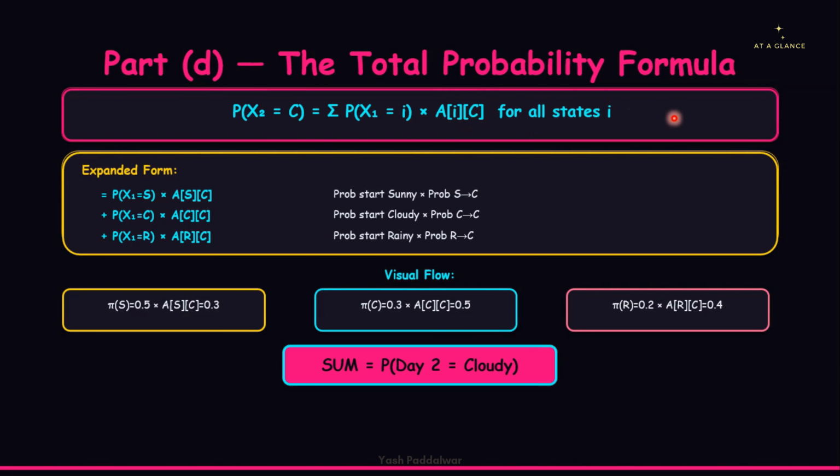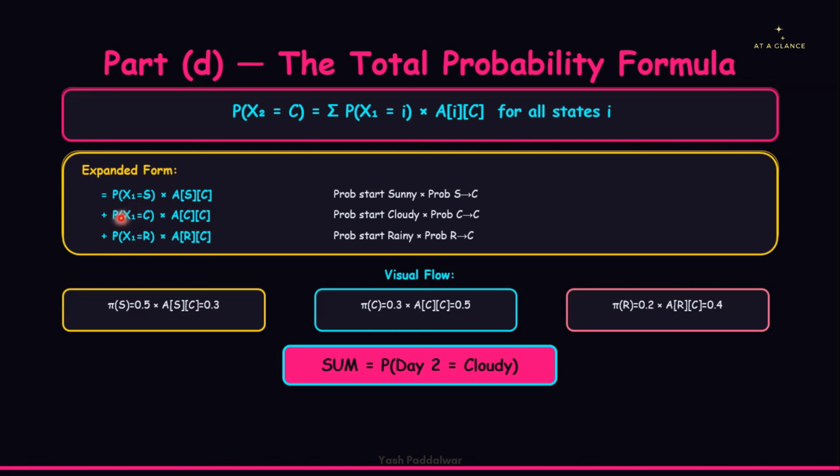Remember, we don't just have to use this A, i to C. We also have to look at the initial probability where x1 is i. So like this the formulation goes. Probability of x1 equals s. If your initial day is sunny, then it would be probability of x1 equals s multiplied by the transition probability of sunny to cloudy. So this is your phi of s, and this is your sunny to cloudy transition probability.